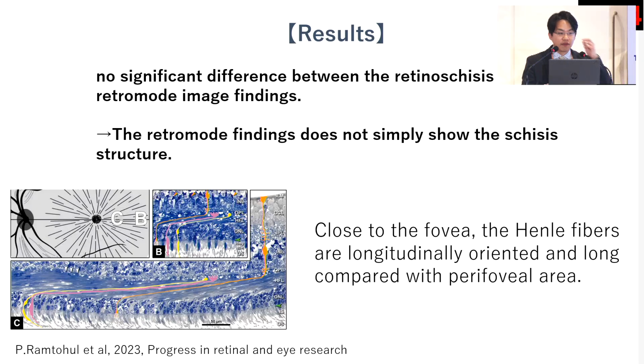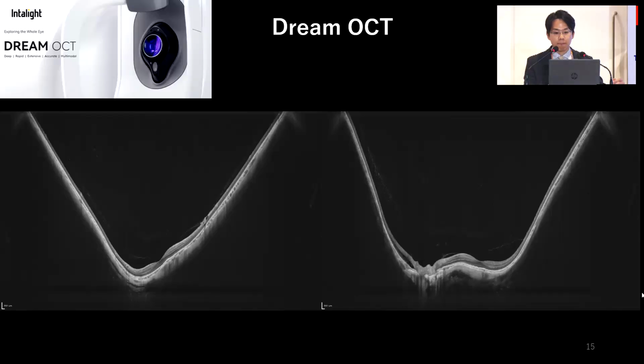There was no significant difference between the retinal schisis type and retromode image findings. The retromode findings do not simply show the schisis structure. However, retromode findings, especially the difference between macular striae and dots near the macula, could have great implications for surgical intervention. The difference between the two could occur due to the Henle fibers' running.